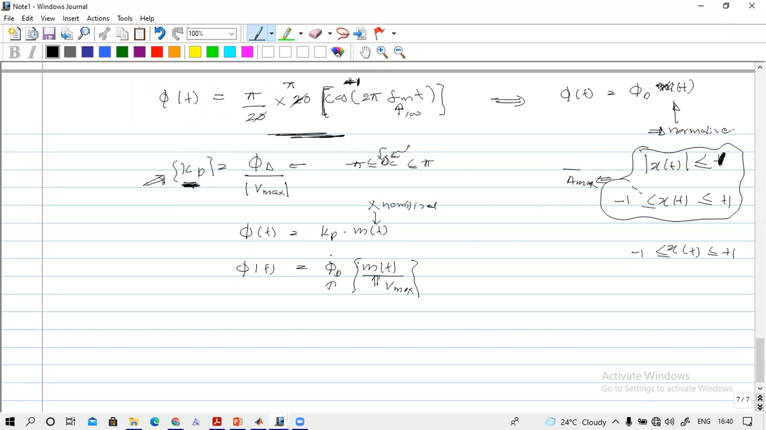I prefer to use this Kp rather than this one. This is very simple, no? You can put the signal here anytime. That is why I like to use this one rather than using that one.